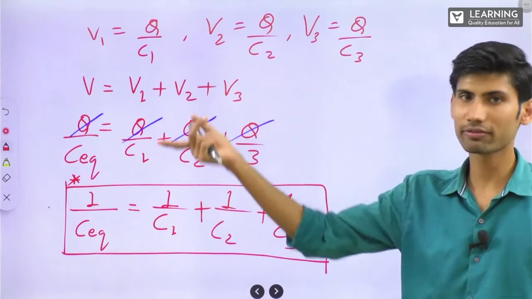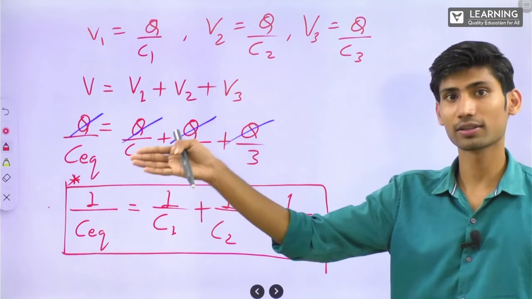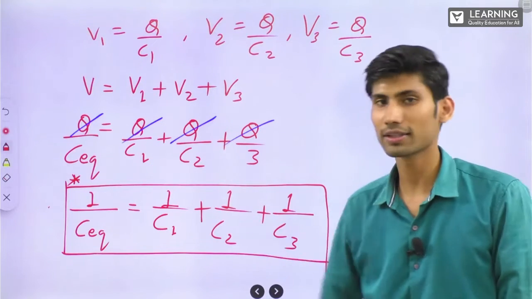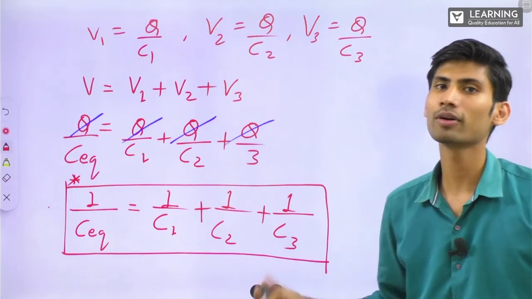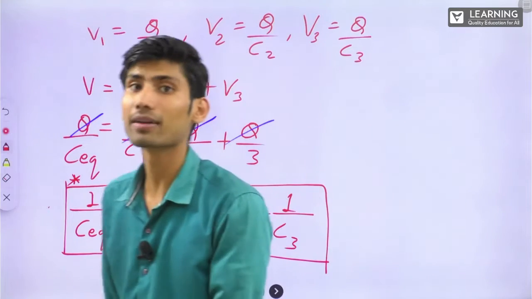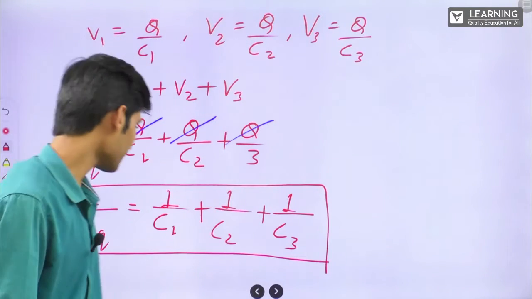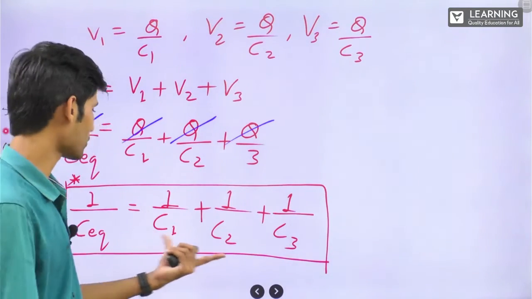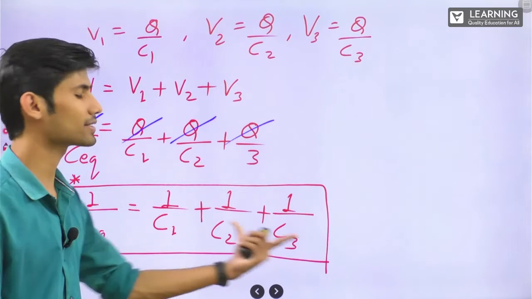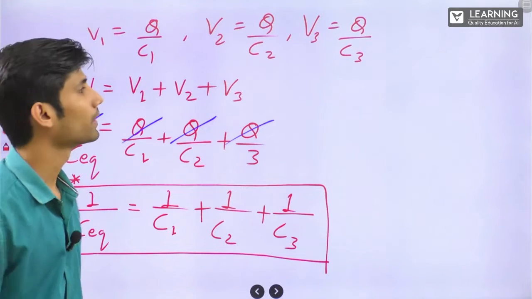In resistance, the kind of formula which used to come in parallel, in capacitance it comes in series. And the other thing will also be true. In resistance, the formula which used to come when they were connected in series, a similar kind of formula will come when the capacitances are connected in parallel. Clear? We'll see later on. As of now, note this. This is when capacitors are connected in series.